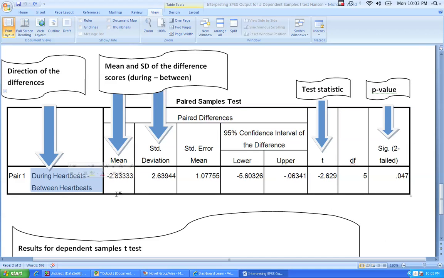The difference in means is provided, and the standard deviation of the difference scores is also provided. A confidence interval on the mean difference is provided, and then the last three columns provide the t-test statistic, the associated degrees of freedom, which are n-1, the number of pairs minus 1, and the p-value of the test.